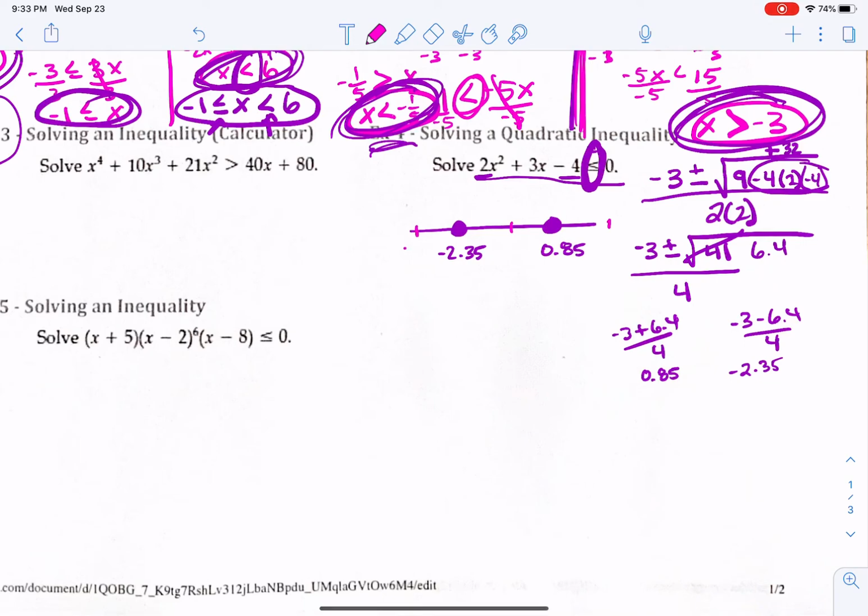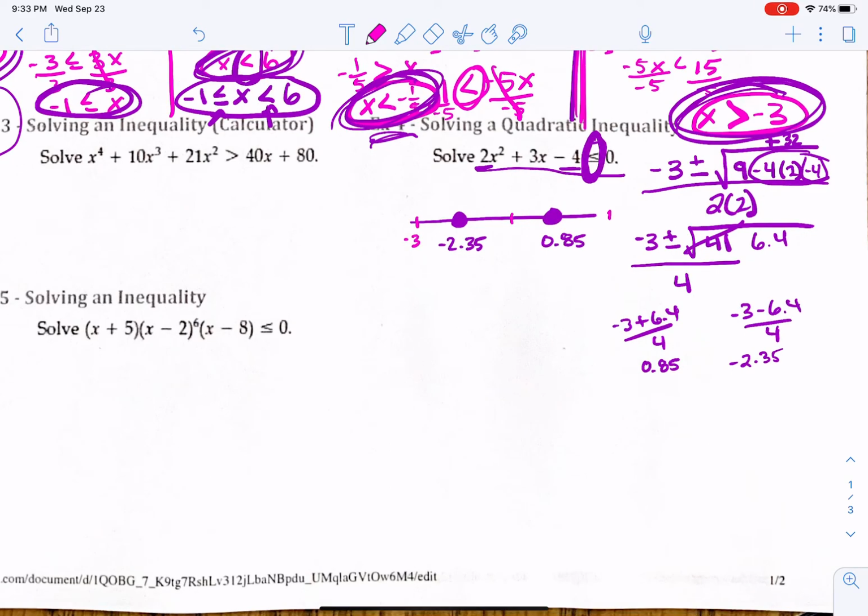So I'm going to choose -3 over here. It's just a number on that side of -2.35. You could have chosen -4 or -5, doesn't matter. The easiest number between -2.35 and 0.85 is just 0 itself, right? And on the right side of 0.85, a good number to use is 1. So we'll just use those 3 numbers and we'll test them.